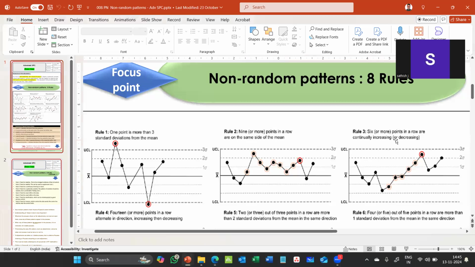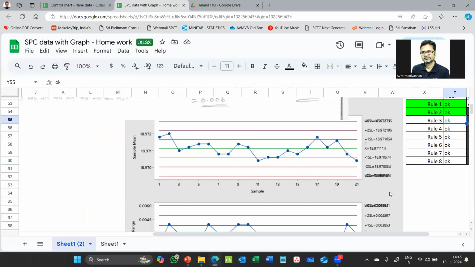Three points in a row are increasing or decreasing. Please see here. This is called trend. Okay. Now I am just comparing with this data. No trend here. 1, 2, 3, 4, 5, 6, 7. See, you could see only one side, but we can call that a run, not a trend. So by and large, rule 3 is also satisfactory. So far, okay?